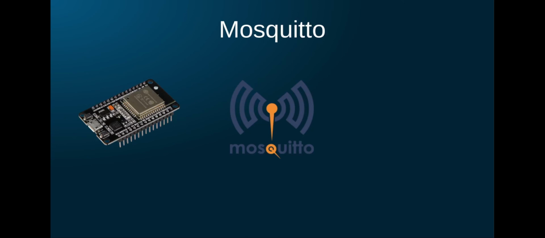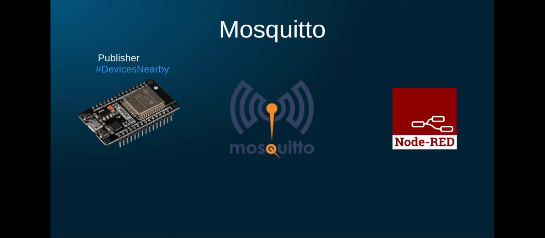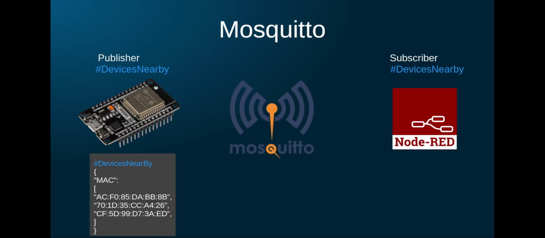MQTT is nothing more than a message broker, just like Twitter is, but then for machines. Today, we will use an ESP8266, which will publish messages with a certain topic onto the MQTT server. Node-red is subscribed to this topic and picks up these messages to process them. Mosquitto is an open source MQTT server which we will use in this project to accomplish the task.